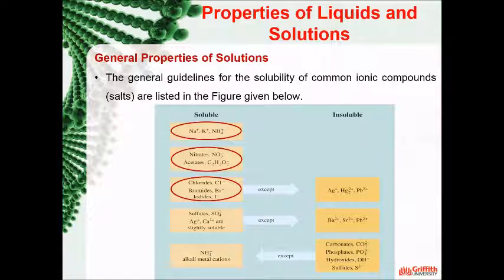Halogens such as chloride, bromide, and iodide are mostly soluble, except when they bind to three metals: silver, mercury, and lead. Sulfates are also mostly soluble, except when bound to three cations: barium, strontium, and lead. The important compound of those is barium sulfate, which is used in X-ray examinations.